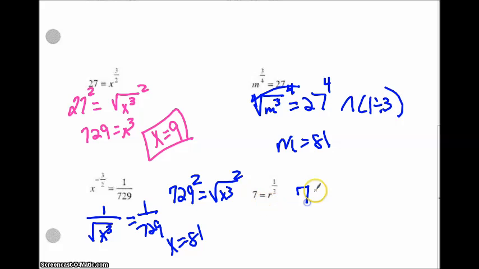This next one, you're going to have 7 is equal to the square root of, I'm going to put x instead of r. Square both sides, 49 is equal to x.